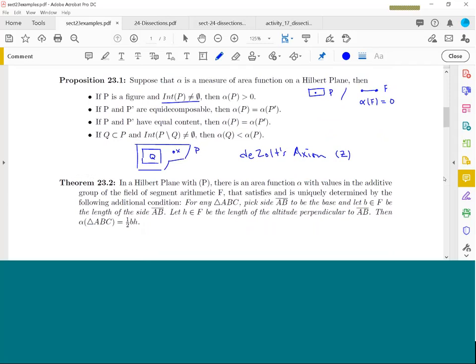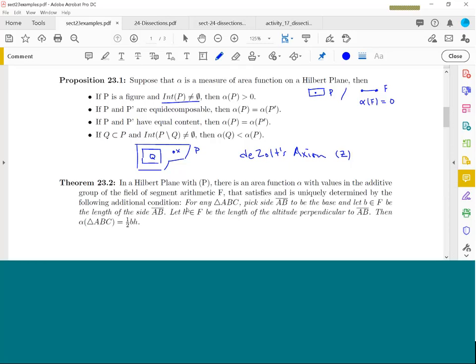So here's what it says. You start off with some Hilbert plane, you have Playfair's axiom holding, you know you have an area function, and you know that you're going to be able to deal with our field of line segment arithmetic. And then here's the deal with the area function. It satisfies the following condition that's in italics and is uniquely determined by it as well.